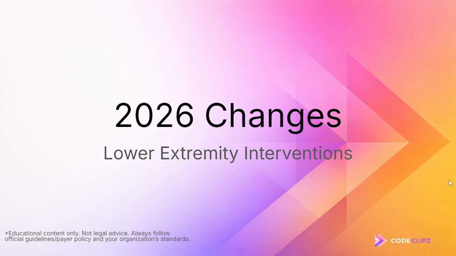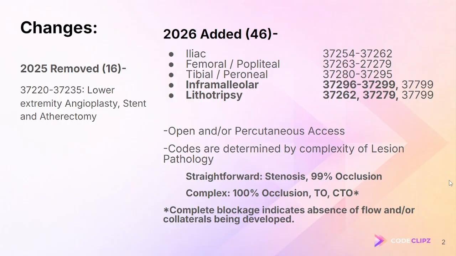Welcome to Code Clips. Today we'll be discussing the 2026 changes, specifically for the lower extremity interventions. The changes we've seen so far from 2025 will have 16 very familiar codes removed, 37220 to 35, and we will have 46 new codes added for 2026.